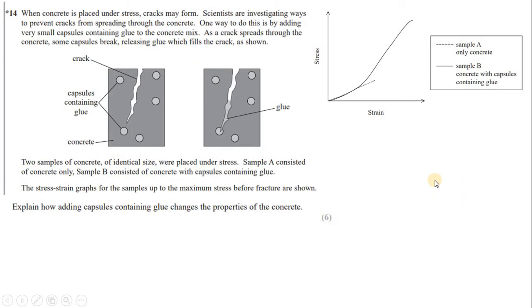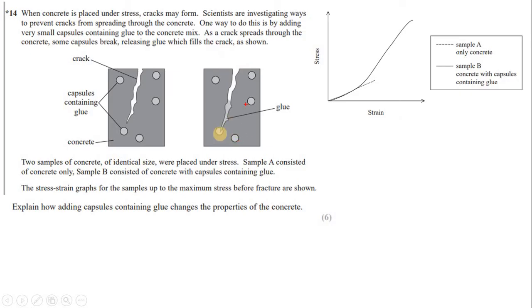When concrete is placed under stress, cracks may form. Scientists are investigating ways to prevent cracks from spreading through concrete. One way to do this is by adding very small capsules containing glue to the concrete mix. As the crack spreads through the concrete, some capsules break, releasing glue, which fills the crack as shown.